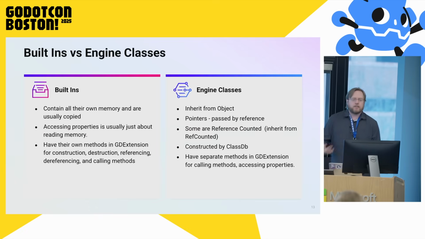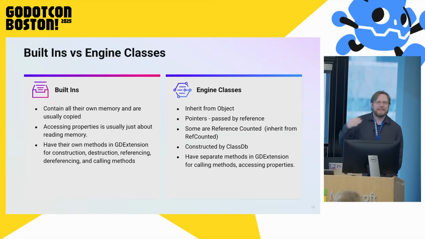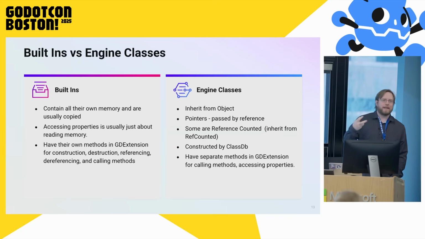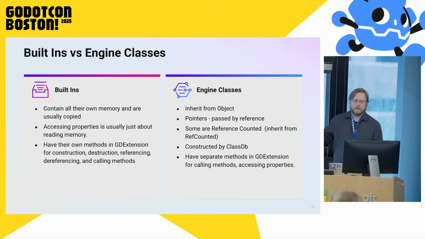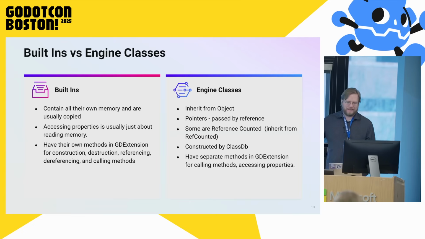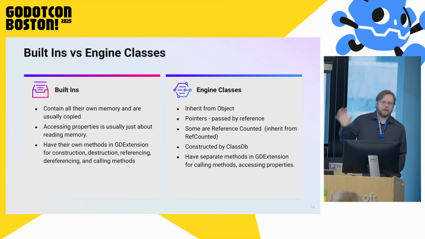Then there are engine classes. This is basically everything else. Everything inherits from object. These are pointers. They're passed by reference. Some of them are reference counted, if you saw Miguel's talk earlier, talking about reference counted objects versus nodes. Some of them are reference counted, some aren't. They're all constructed by class DB. There's a thing in Godot called class DB that holds all the definitions for all of the classes that Godot has, and all of them get constructed by class DB. These have their own methods in GDExtension for calling methods on them, accessing their properties, etc.